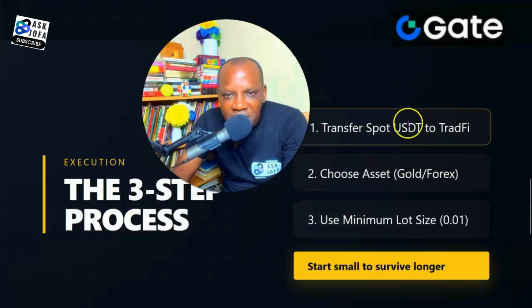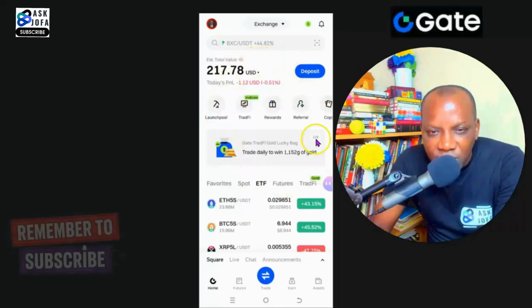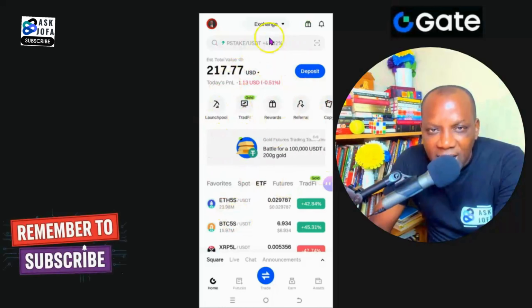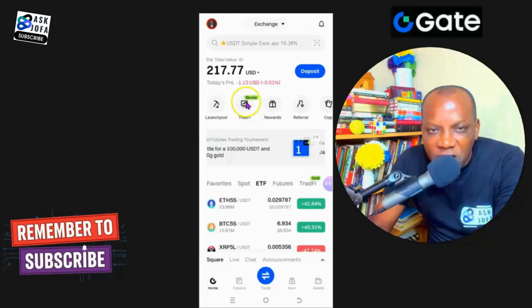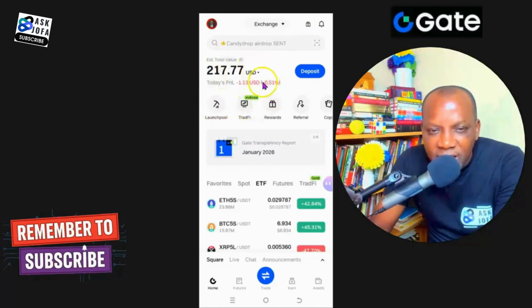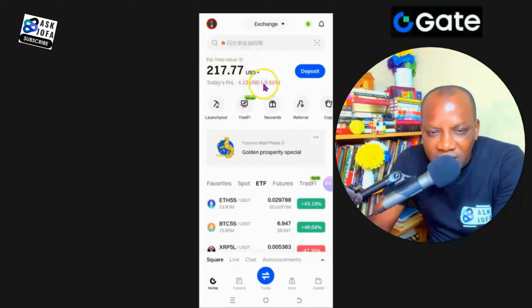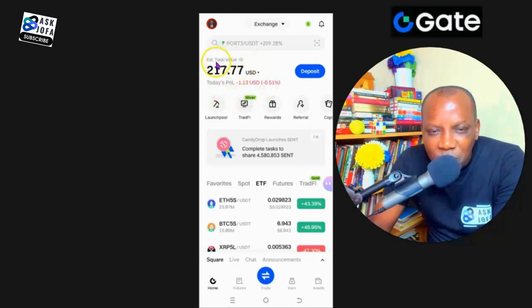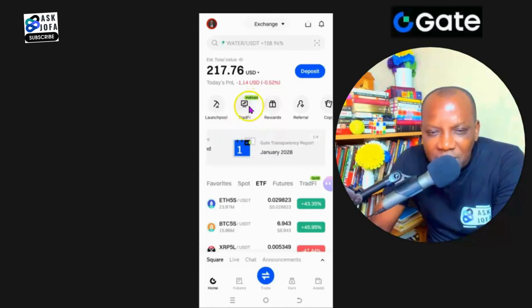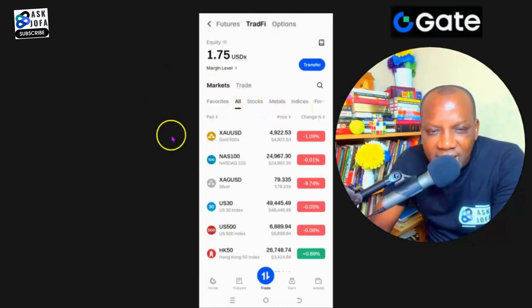You need these 3 steps first. As soon as you sign up, you need to fund and credit your Gate exchange account. I have some money here. After you fund your account, you need to move the amount you want to use to trade from your wallet spot account to your TradFi account. To do that, you tap this place. You can see we're inside TradFi. This is the amount I have now.